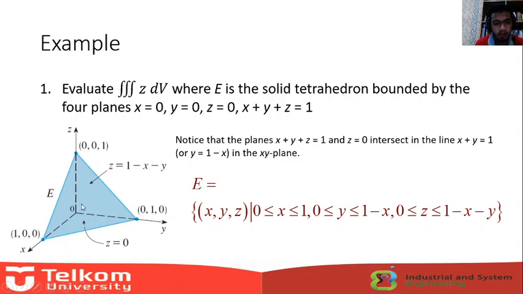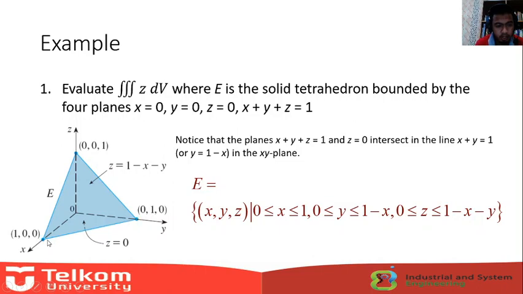Next, the boundary of y. Y with x should be this triangle. In this triangle, y is from 0 until this line.